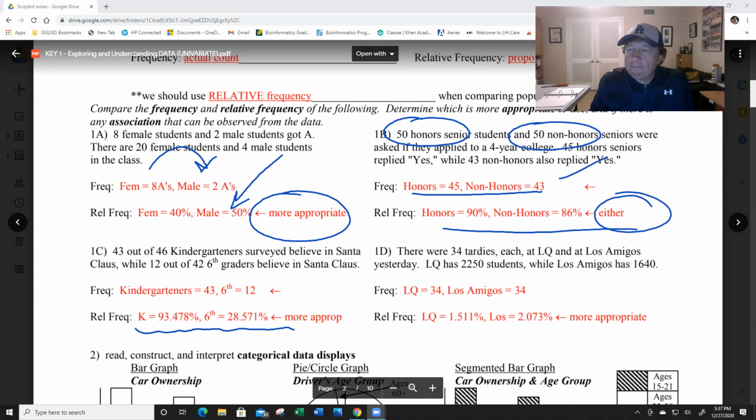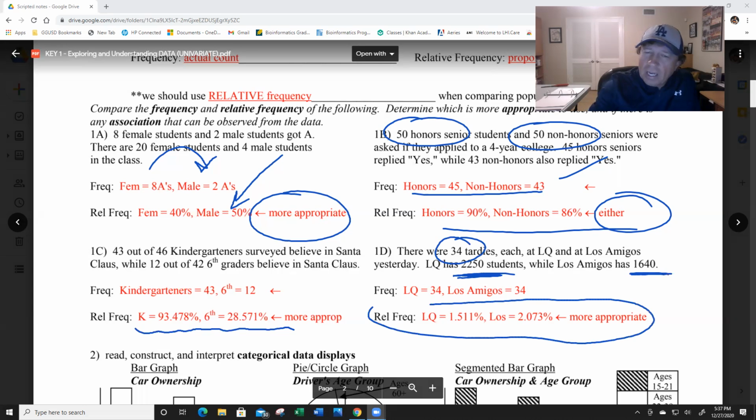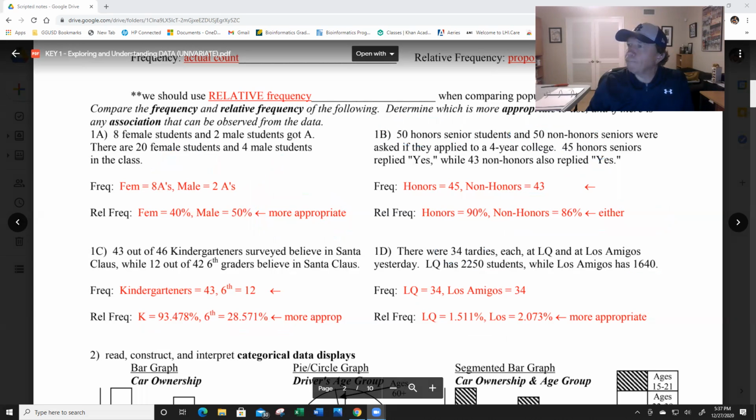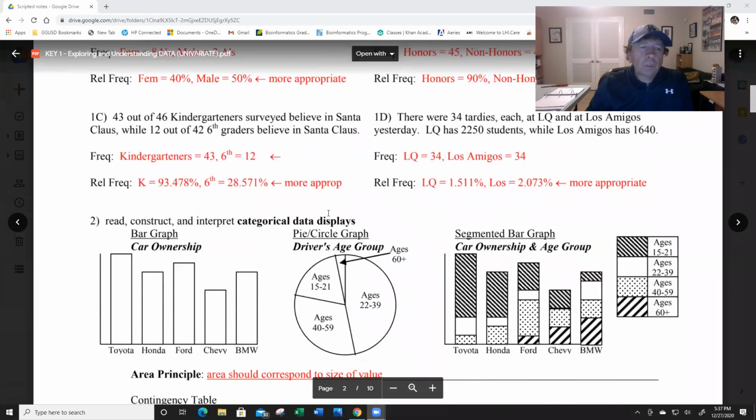And then D, we've got a couple of schools with tardy issues. Los Amigos has a lot fewer kids than La Quinta, but they each had 34 tardies. Percentage-wise, that's going to favor La Quinta. Again, because the denominators are different, you're going to want to look at that. All of that is really common sense, but it just takes a little time to get through and analyze. No problem. So let me scroll down here.